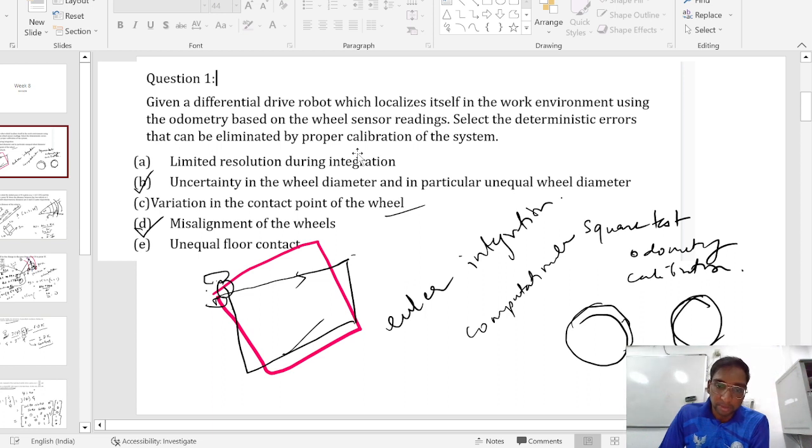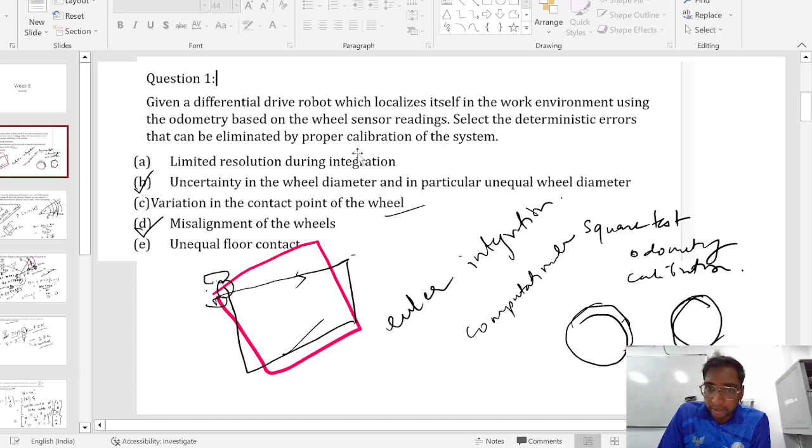When we say calibration, it means that we look at the errors, at least the deterministic part. When we say deterministic, it means that there is some logic to it. It's not completely random; there is a cause, and then there is an effect. That is called deterministic, and these can be eliminated using proper calibration. That is true. So, what are those?